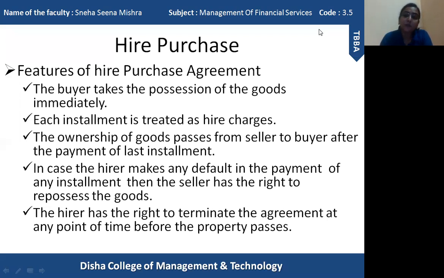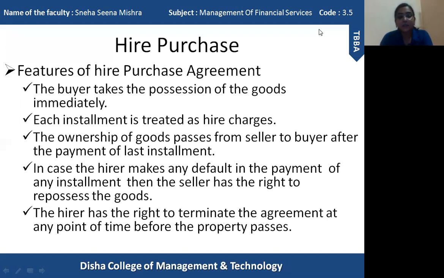So if the buyer wants to claim the possession or the ownership of the product, then he has to pay all the installments. If he fails to pay any installment, then the installments which are already paid by the buyer are considered as hire charges. That's why all the installments are considered as hire charges.